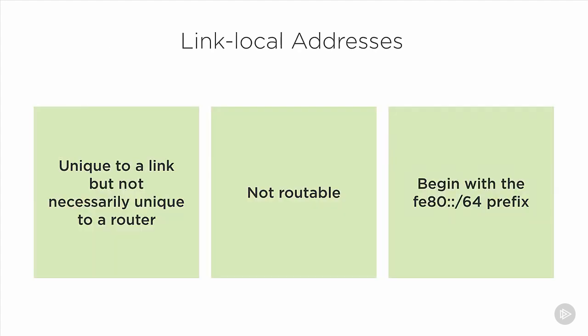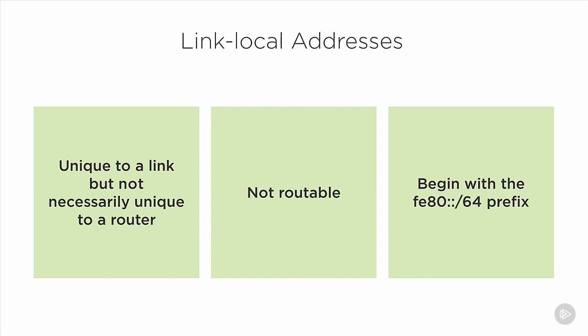The next type of unicast address is the link local address. Link local addresses are very special because they are unique to a link. What this means is that they are not globally unique. In fact, they're not even unique to a router. This means that the same router with 2 separate links can have the same link local address on both interfaces, and it's not a problem. Pretty weird. Well, since they're not unique, link local addresses are not routable.